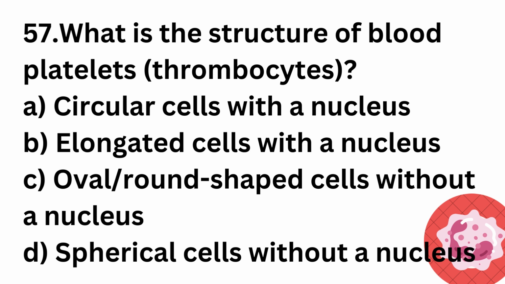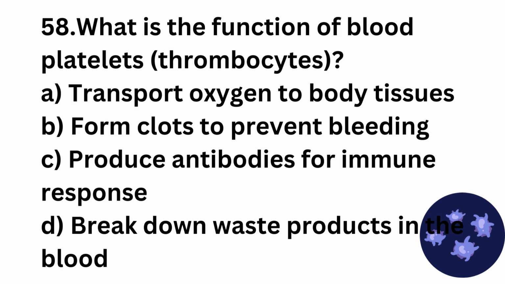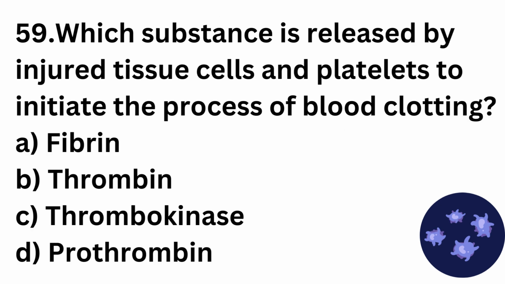What is the structure of blood platelets? Circular cells with a nucleus, or elongated cells with a nucleus, or oval, round shaped cells without nucleus, or spherical cells without a nucleus? Option C is correct. What is the function of blood platelets? Transport oxygen to body tissues, or to form clots to prevent bleeding? Option C, produce antibodies for immune response. Option D, break down waste products in the blood. Correct option B, forms clot.